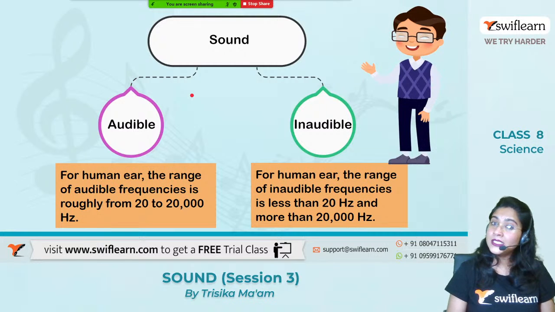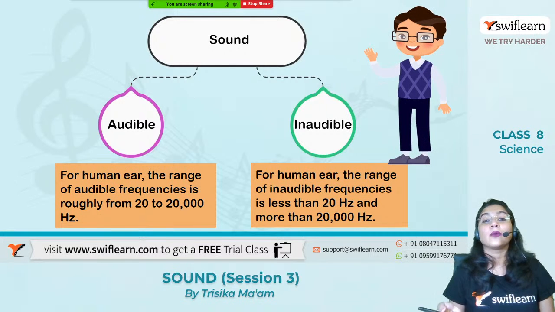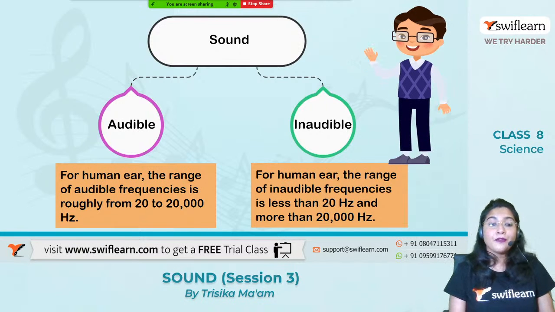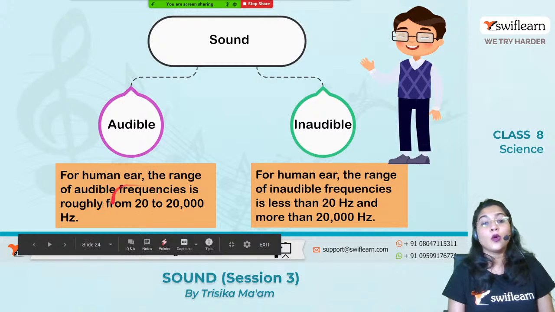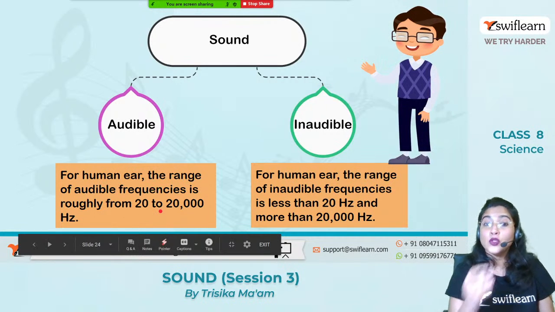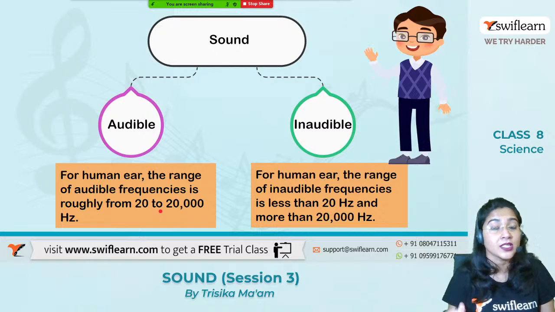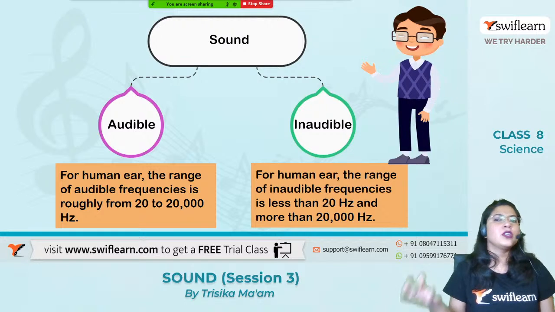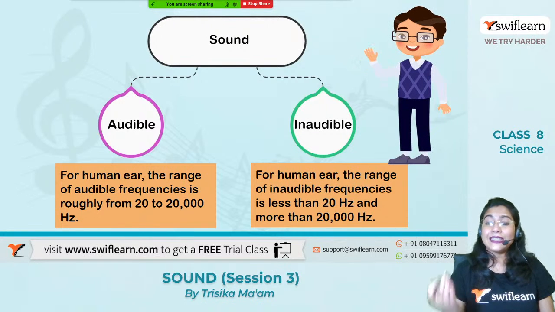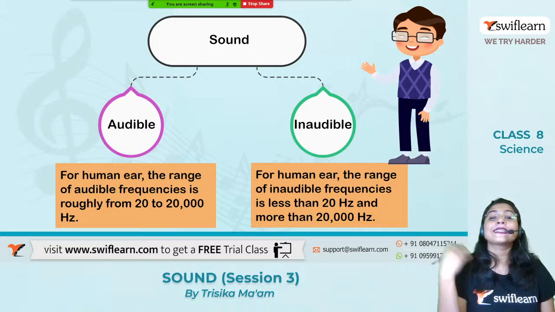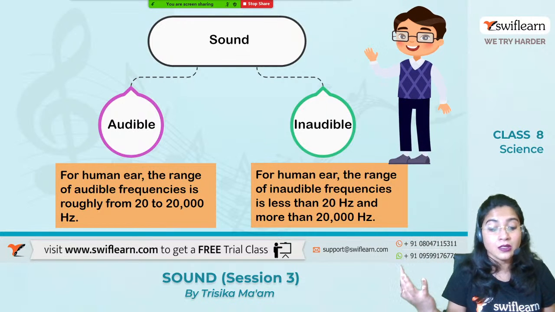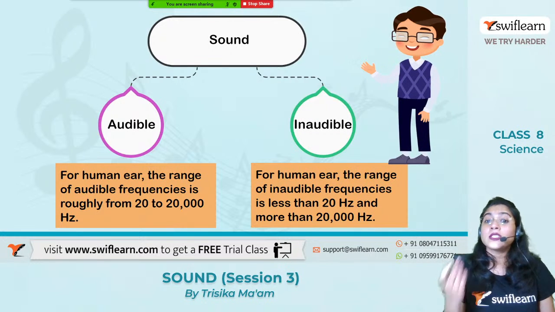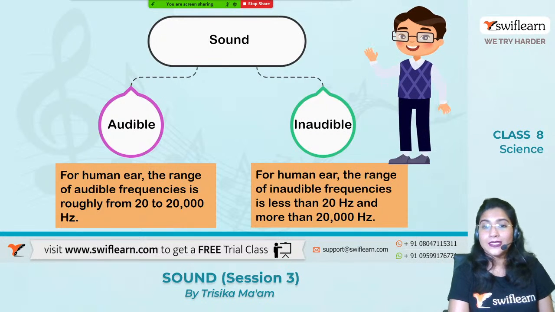One is the audible sound, which we can hear, and another one is the inaudible sound, which we cannot hear. Right? So for the human ear, the range of the audible frequency varies from 20 hertz to 20,000 hertz. Fine. But if any sound produced around us is less than 20 hertz, or more than 20,000 hertz, then we will not be able to hear that type of sound.